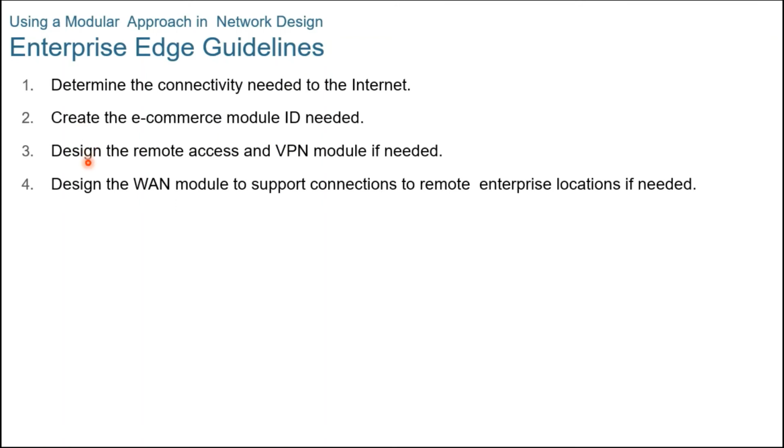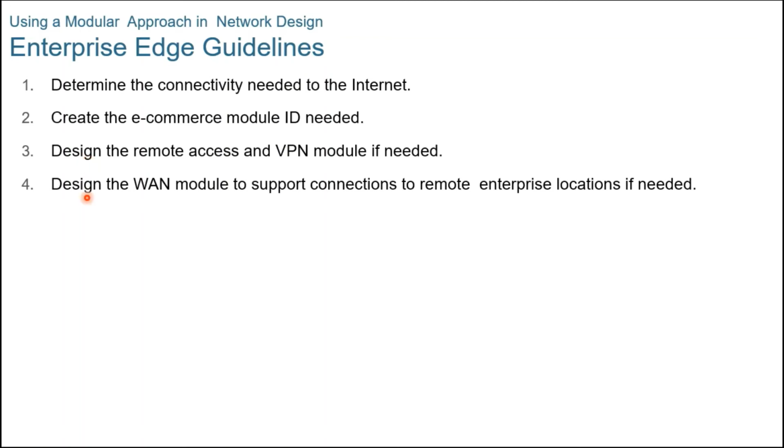Third is design the remote access and VPN module if the enterprise requires VPN connections or dial-in for accessing the internal network from the outside world. So implement a security policy on this module. Okay, so users should not be able to access the internal network directly without authentication and authorization. So the VPN sessions use connectivity from the internet connectivity module.